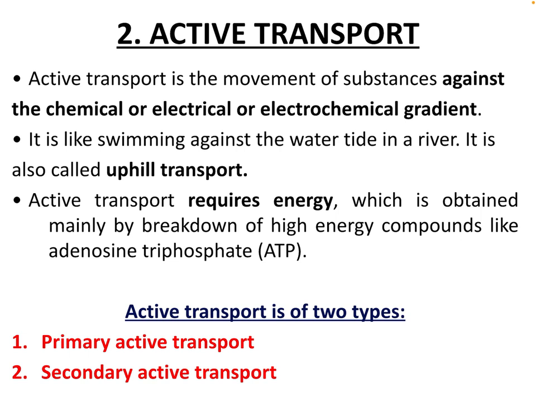Next is about active transport mechanism. Active transport is the transport of substances against the chemical or electrical or electrochemical gradient. It is also called uphill transport. Active transport requires energy which is obtained mainly by breakdown of ATP. It also needs a carrier protein.